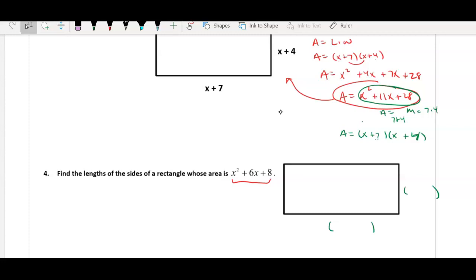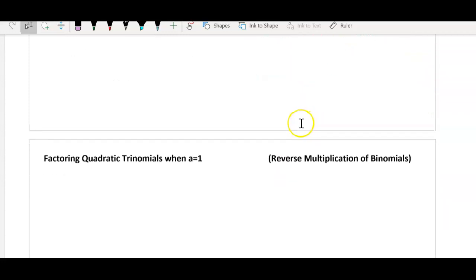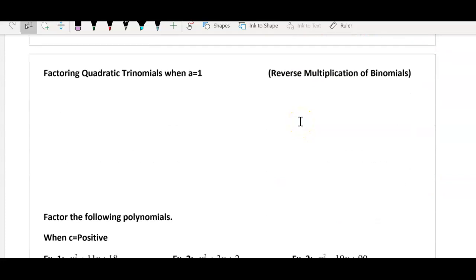Okay, so what do we need to have here in order to find the lengths of the sides? Well, what numbers multiply to give me 8 and add up to 6? Well, in this case, 4 and 2 multiply to give you 8, and 4 and 2 add up to 6. Therefore, we would say x plus 4 is one side, x plus 2 is the other side. Okay, so there is a rhyme and reason why we factor.